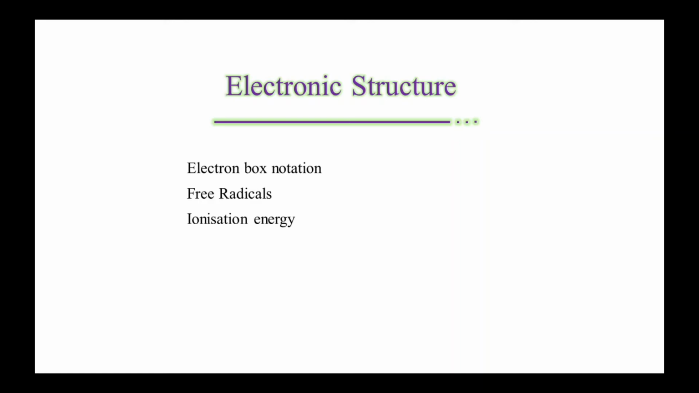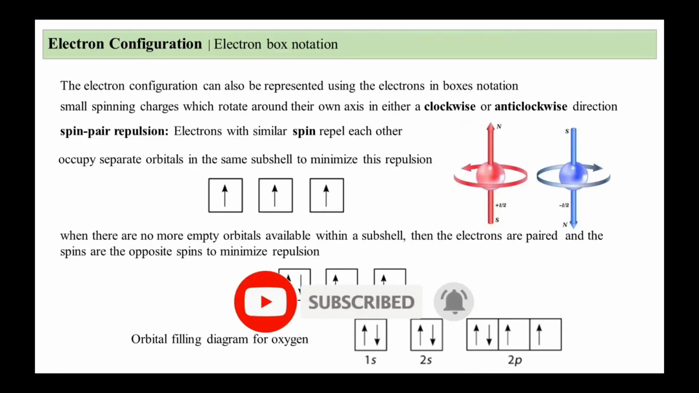Hello everyone. In today's video, we will be talking about the electronic structure, especially three points: the electron box notation, the free radicals, and the ionization energy. As we saw in the last lesson, the electronic configuration can be represented by using the notation 1s2, 2s2, 2p6, and so on. And also, there exists another notation which is called the box notation.